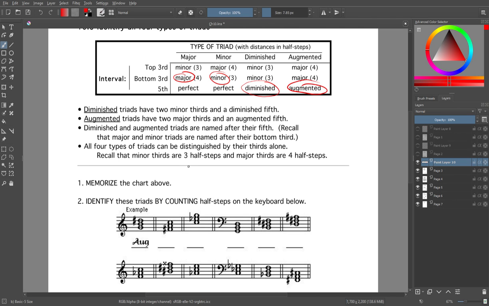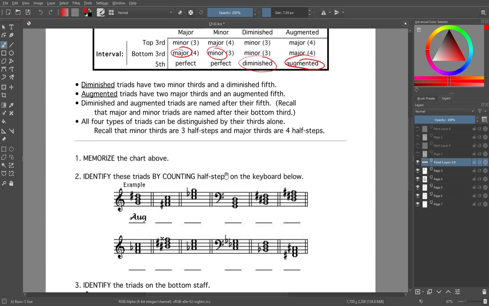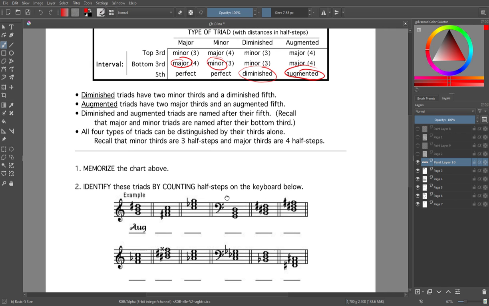The quickest way to figure out if a triad is major or minor is by memorizing this chart up here. That's going to be your best friend. If you remember that major and minor you figure out with their bottom third, and then diminished and augmented are with their fifths, that helps. Diminished has only minor thirds, augmented has only major thirds. So memorizing that chart is going to be your best bet.